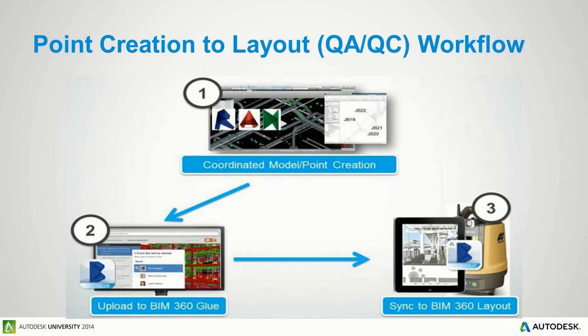So if you go on to the Autodesk construction area in the exhibition center, you can see that in action. You can see they've got the LM100 set up with a prism, with the BIM 360 layout app on the iPad attached to that, and you can step through that workflow. As I say, unique, huge benefits in productivity and error reduction.